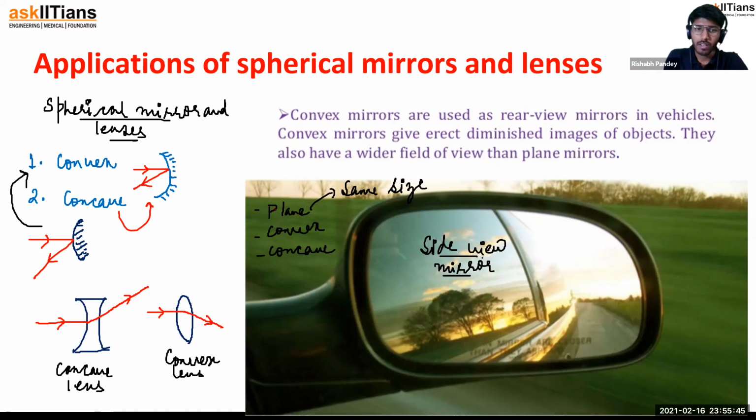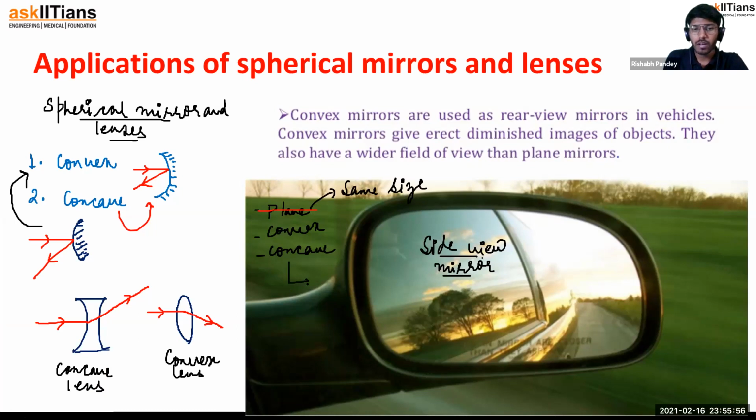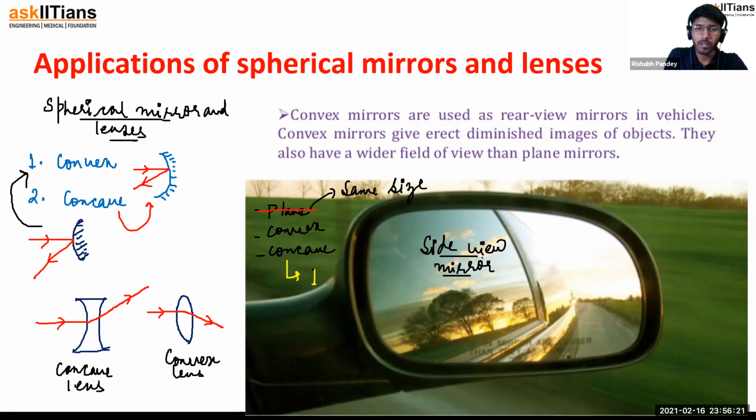So okay, let's cancel this out. Let's go to the concave mirror first, and then I'll get back to the convex. The first drawback of using a concave mirror is that the image will be inverted. You have some vehicles behind you and you are seeing an inverted image of those. The image is inverted.